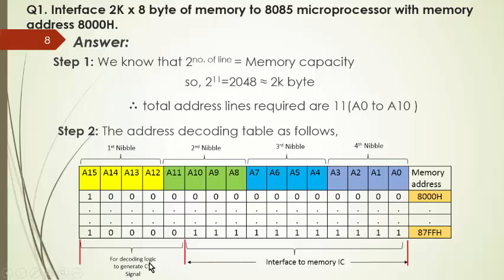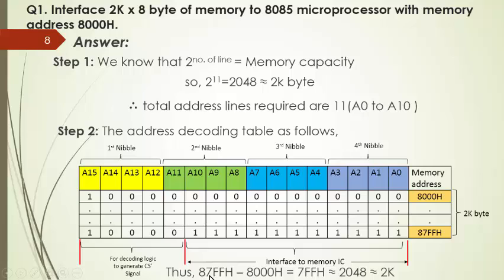Okay, so here A0 to A10 we are going to connect directly to memory IC, and the remaining address pins or address signals A11 to A15 we will use to generate the CS bar signal or chip enable signal. Okay, so this is the total 2 kilobyte of memory space.